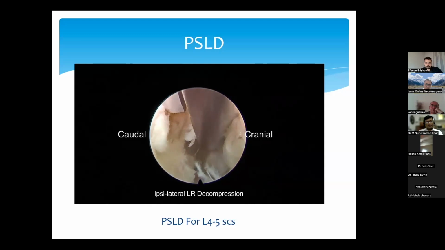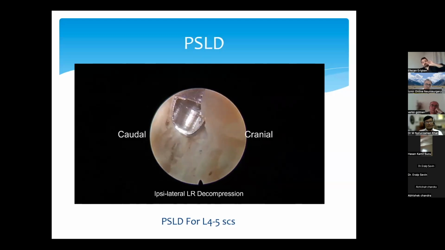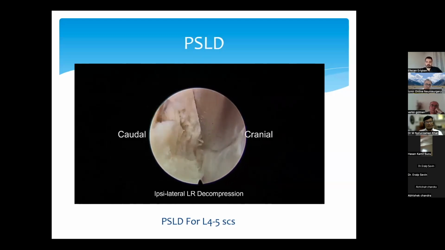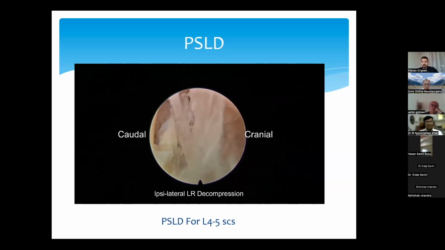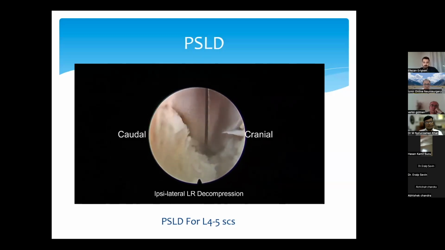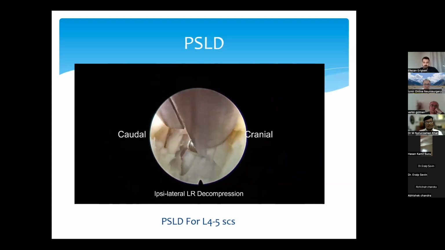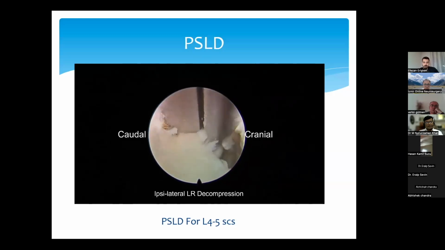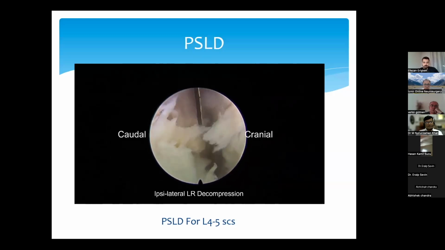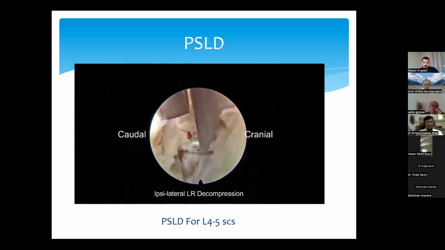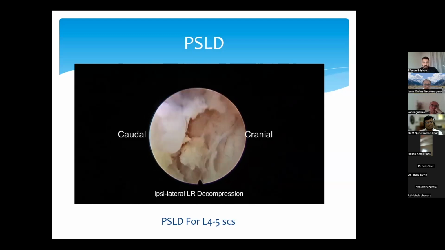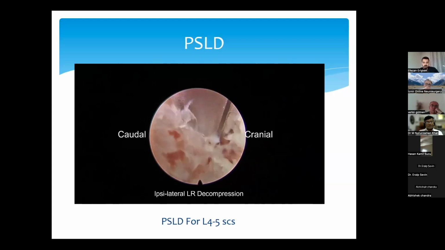Here, during the use of Kerrison punch, we are not giving any traction. We're just cutting and keeping it there. If we give more traction, there will be more bleeding. The ipsilateral lateral recess is decompressed now.